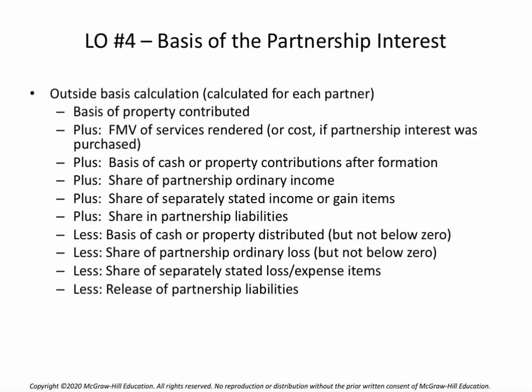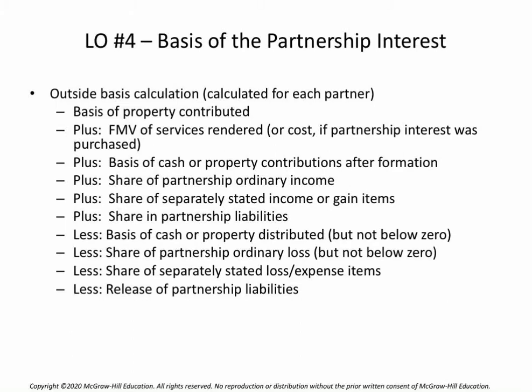So let's take a look at learning objective 4 here, the basis of the partnership interest and how we're going to calculate that outside basis. As we go through, the outside basis that a partner has is going to change. We're going to start out in the formation with the basis of the property contributed. That's typically the starting point for a partner. We're going to add the fair market value of services rendered, or the cost if the partnership interest was purchased. We're going to add the basis of cash or property contributions after formation. So the property contributed at formation, we're going to count as our initial outside basis calculation.